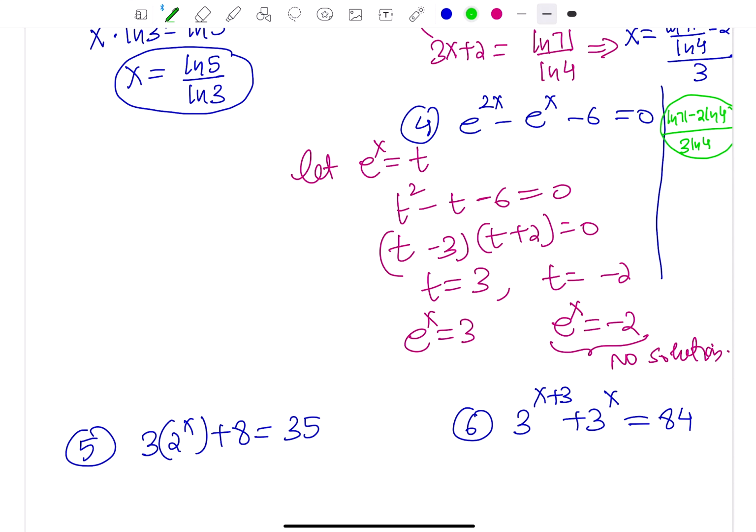But the other piece, we can go ahead and take natural log on both sides. X will be equal to natural log of 3. That's the only solution here.